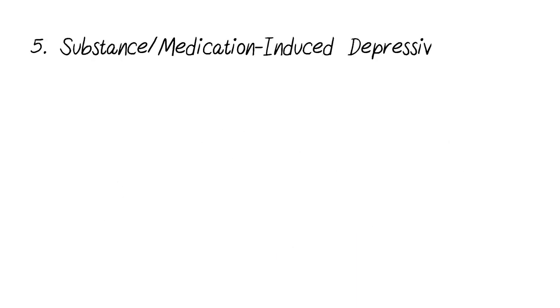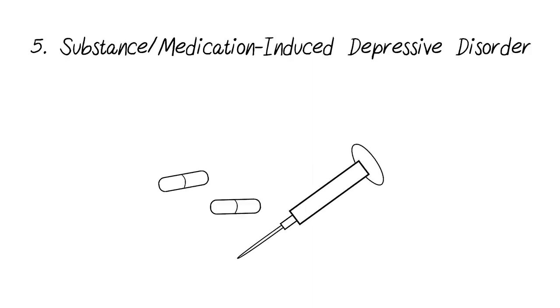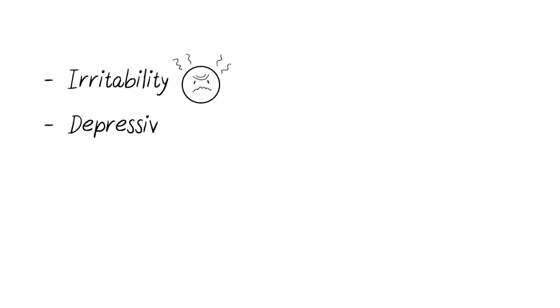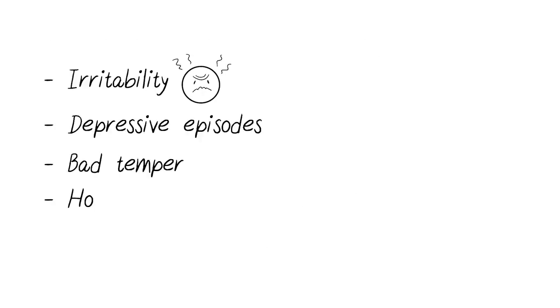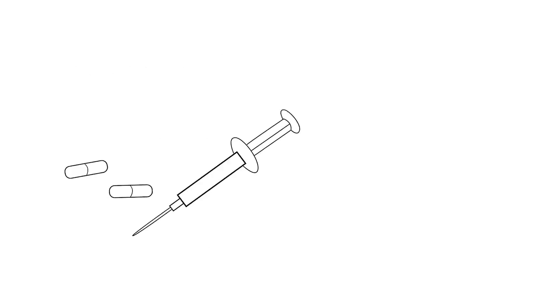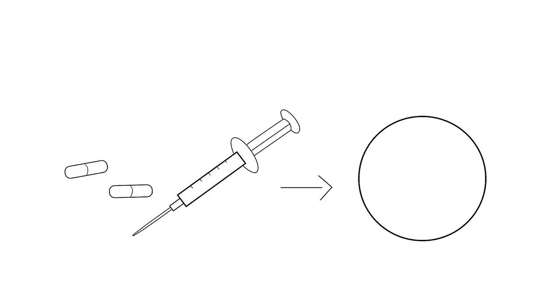Substance medication-induced depressive disorder. This disorder is present during the use of medication or during substance abuse. Symptoms include irritability, depressive episodes, bad temper, a sense of hopelessness, and no interest or pleasure in anything. These symptoms will occur when using the substance or when in withdrawal. Most people use drugs or substances to feel better and will usually not notice the symptoms they have for substance medication-induced depressive disorder.